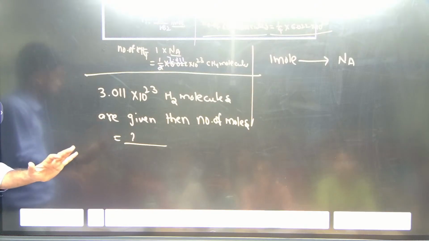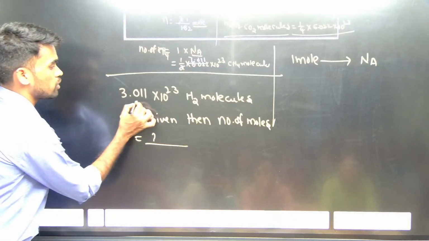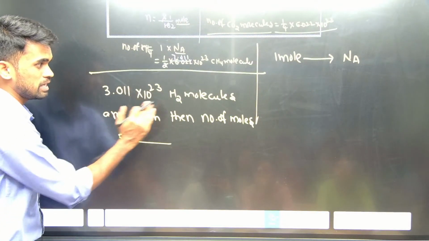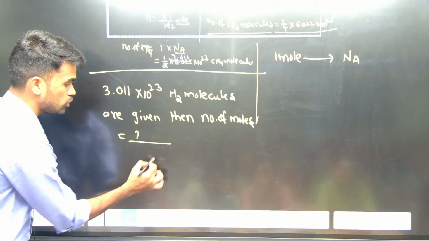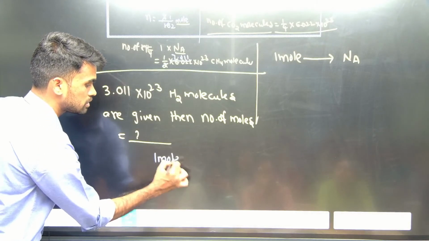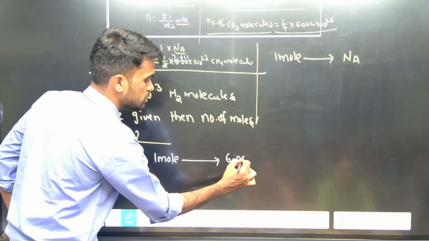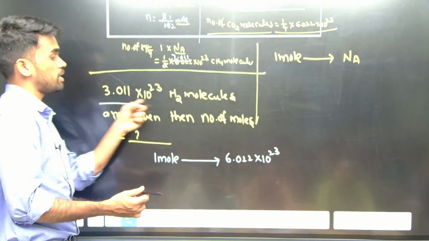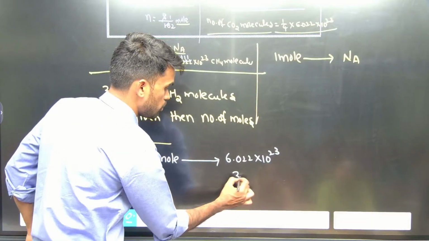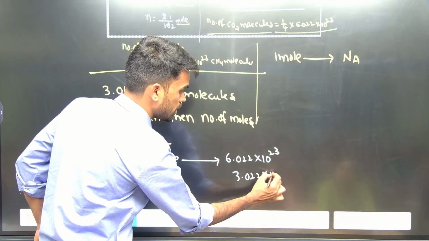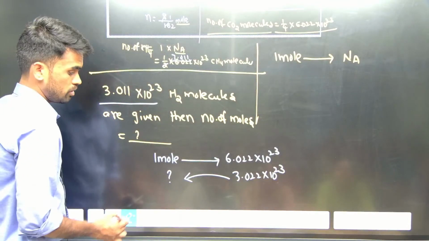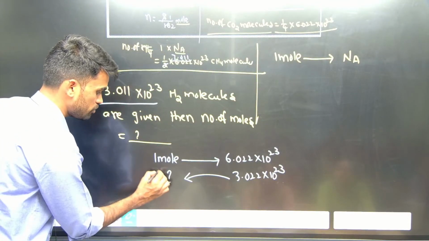It's very simple. See how much number I have given? 3.011 into 10 power 23 H2 molecules are given. The number of moles I am asking. See what you know: 1 mole means 6.022 into 10 power 23. So which number have I given here? 3.011 into 10 power 23 I have given. I am asking you the number of moles.